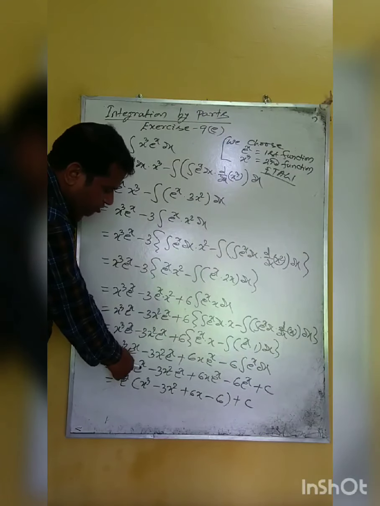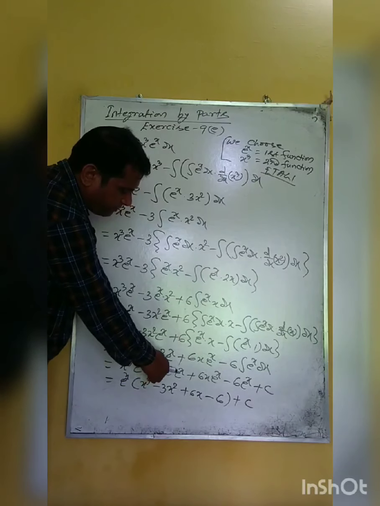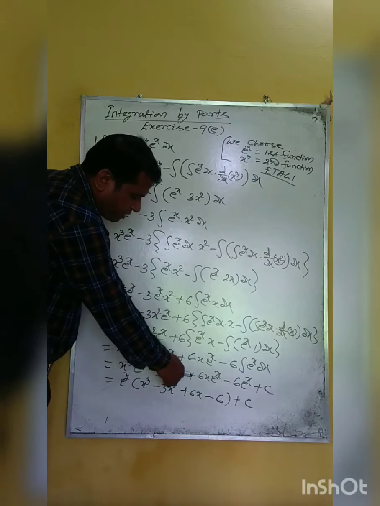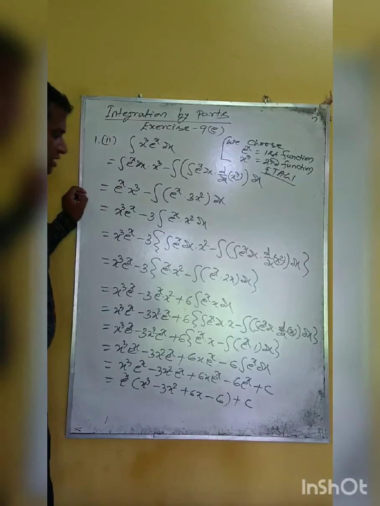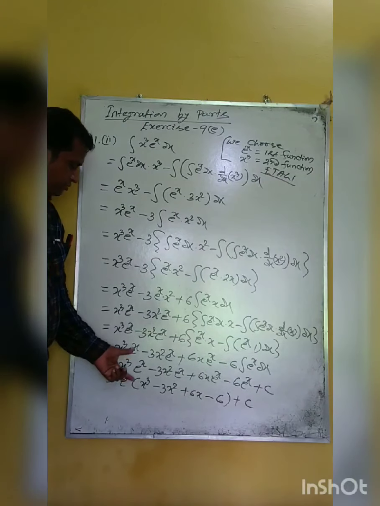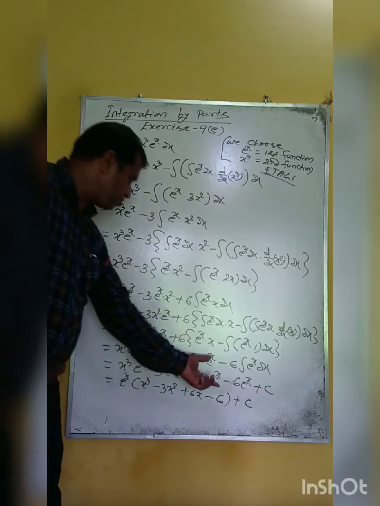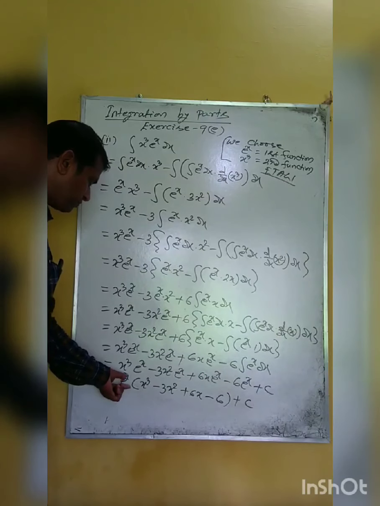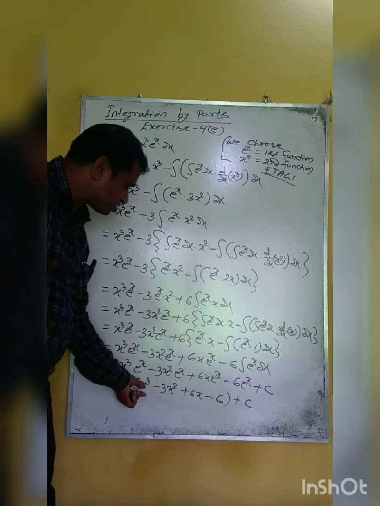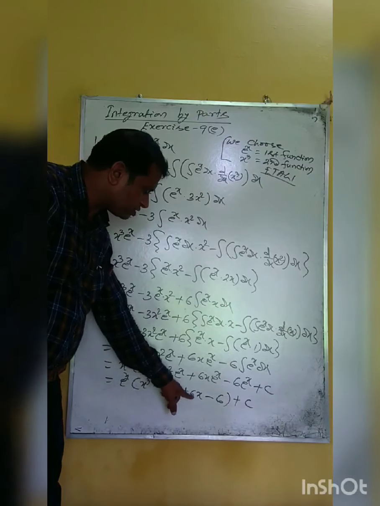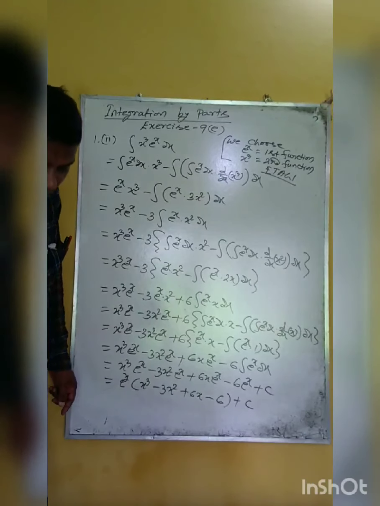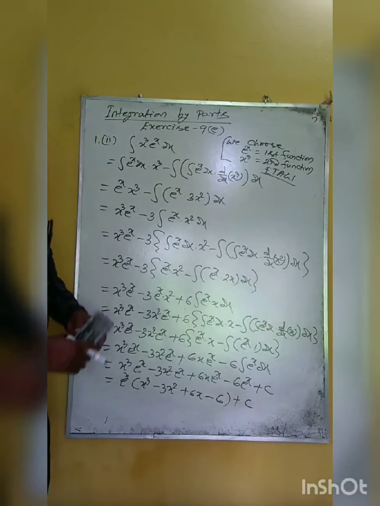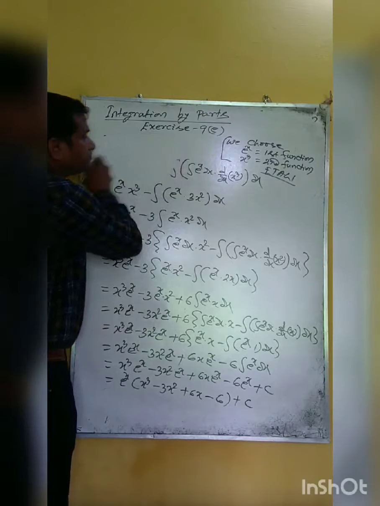x cube e to the power x minus 3x square into e to the power x plus 6x e to the power x minus 6 e to the power x plus c. If we take e to the power x as common, we get e to the power x whole into x cube minus 3x square plus 6x minus 6 plus c. Okay, next we will discuss another example.